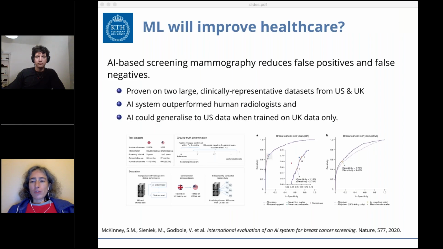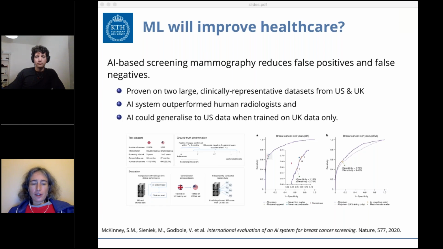But machine learning can also, of course, be used for lots of good beyond trying to get you to watch TV all day. An example of this is that recently DeepMind and others have shown that AI-based screening of mammography, so this is where you look at the breasts of women and try to see if there are cancerous tumors or not, that you can get a machine algorithm to work extremely well and probably even better than the average radiologist. And this has been proven on 2 large clinically representative data sets from both the US and the UK. So this is quite exciting.